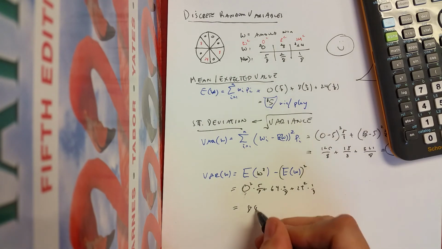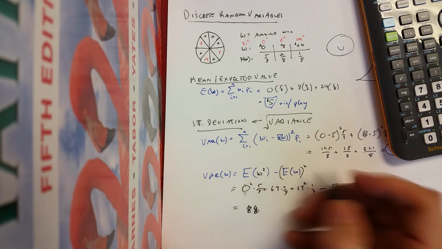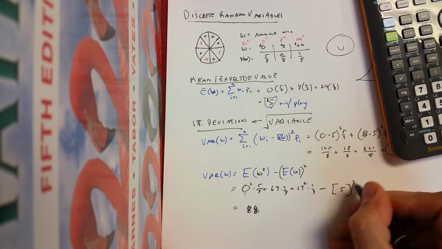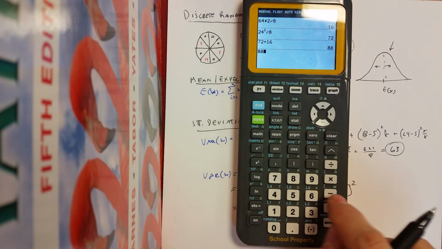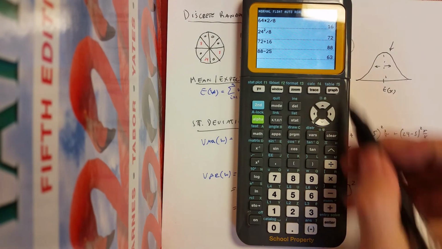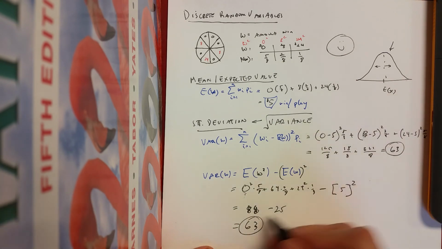Now, from that 88, I'm going to subtract the expected value squared. Remember, the expected value was just 5, so I'm going to subtract 5 squared, which is 25. So 88 minus 25 is, shazam, 63. So we got the exact same variance of 63 and the same standard deviation.